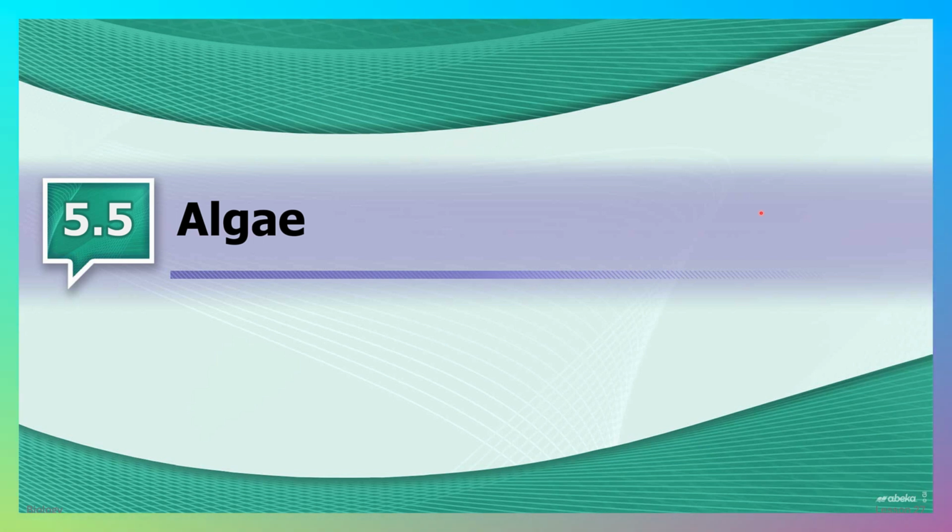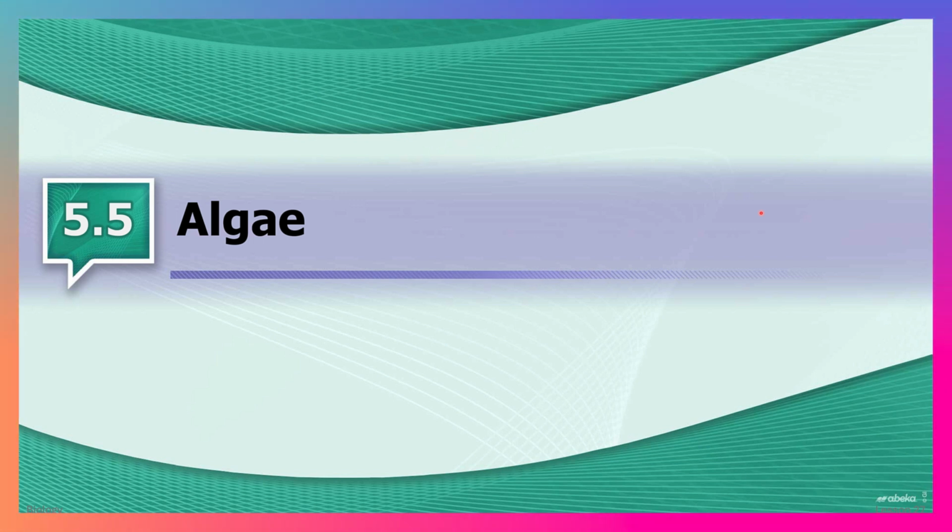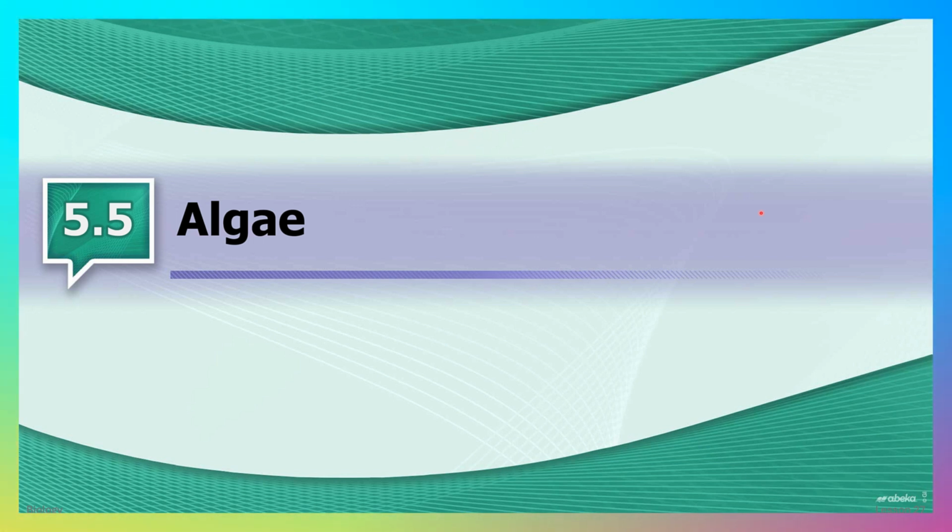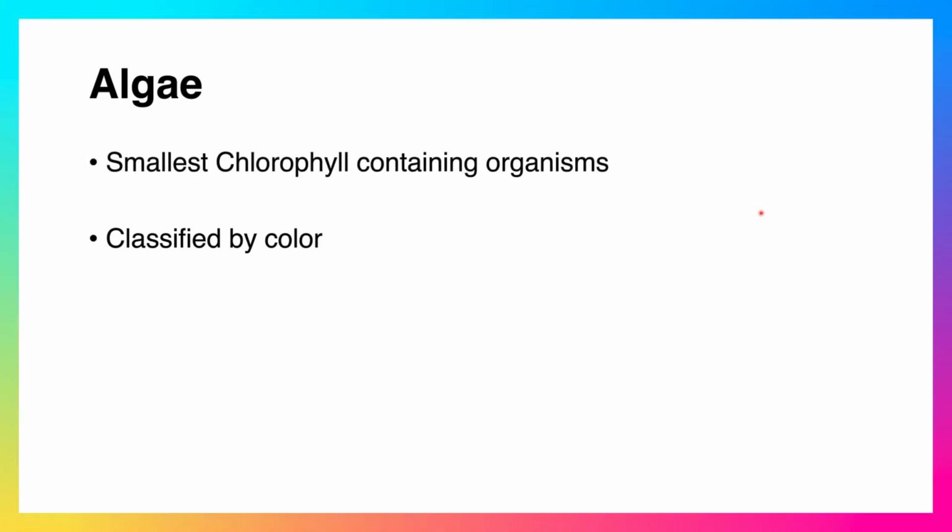Moving on to algae, and I'm sure everybody who is listening to this has heard of algae before. Algae are classified by color, and so there are multiple different colors, and we will talk about them according to their classification, which is by color. The smallest of algae are the smallest organisms that actually contain chlorophyll. And they live primarily close to water or in water.